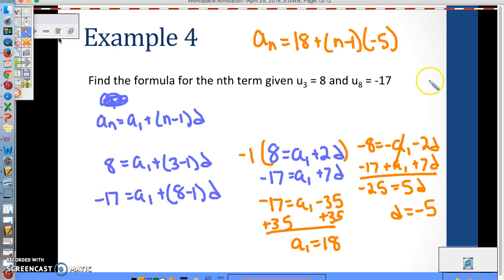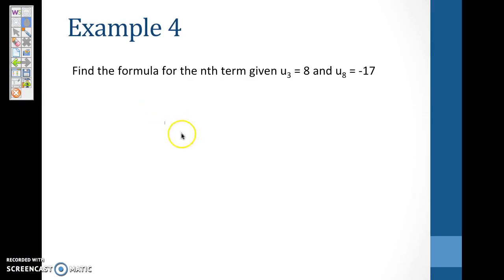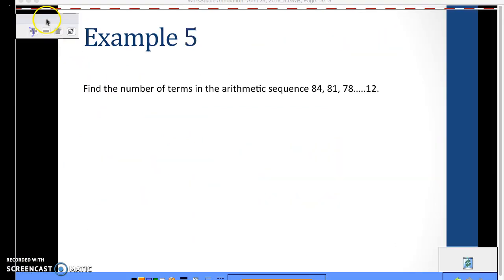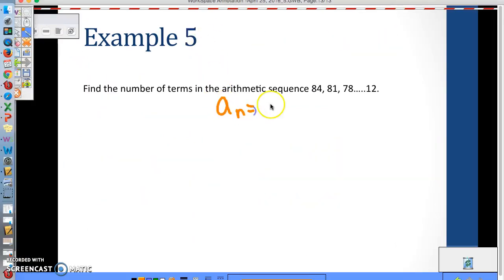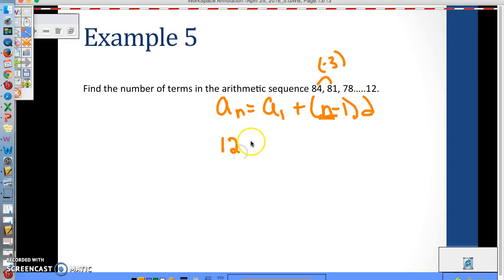All right. So the next thing we're going to take a look at here, find the number of terms in a sequence. So similarly, we're going to use this. We want to find our n here, but we know our difference is negative 3. So we know our 12th term, and we know our first term is 84, plus n minus 1 times negative 3. We can distribute here.